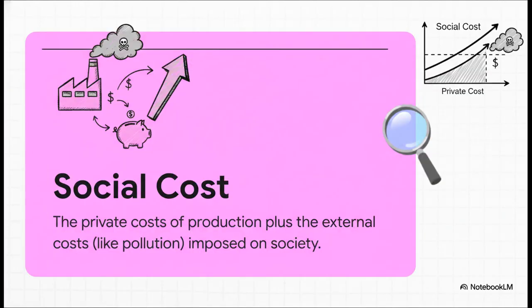This leads us to maybe the single most important idea for this whole topic: social cost. Just look at the formula here. The true cost to society isn't just the factory's cost. It's the factory's private cost plus that external cost of the pollution. It's both things added together. And because you're adding that extra cost on top, the social cost curve has to be above the regular supply curve. It shows what it really costs society to produce every single unit.